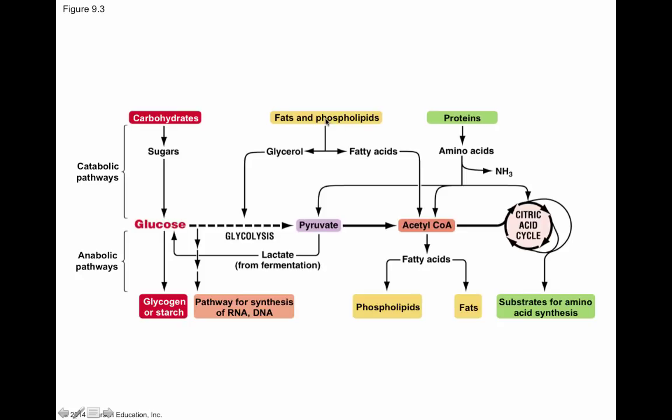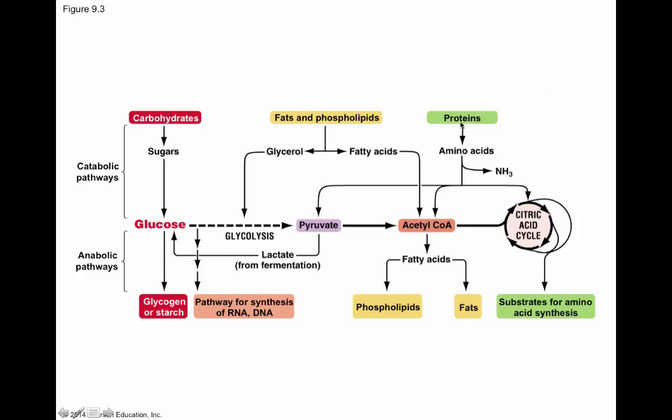They'll feed in here. The fats and phospholipids can be broken down to their glycerol components and fatty acid components. Glycerol can feed in at the midpoint of glycolysis and be broken into pyruvate. The fatty acid components, on the other hand, will be broken first down to acetyl groups, and then those feed in here and into the citric acid cycle.